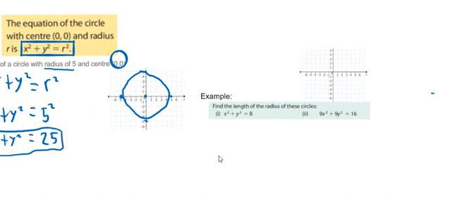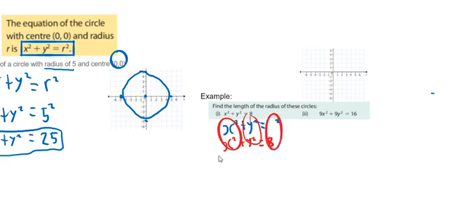We know that the general equation of a circle is x squared plus y squared equals r squared, and in this question they're telling us that x squared plus y squared equals 8. So this is the equation of this circle. We know x squared is x squared and y squared is y squared, so therefore r squared has to equal 8. We can almost read it off: r squared equals 8.